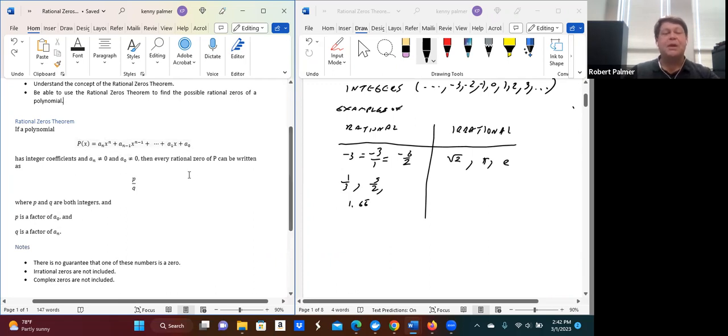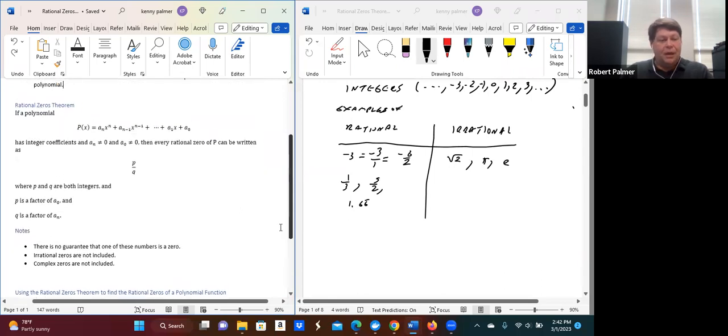Now, what this means is, if there is a rational zero of this polynomial, then it can always be written in this form. That just tells us there is one. It doesn't necessarily tell us how to find it. What we can do is get an idea of what rational zeros are possible by using this theorem.